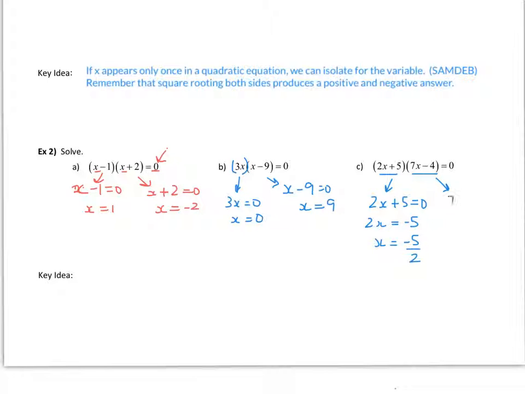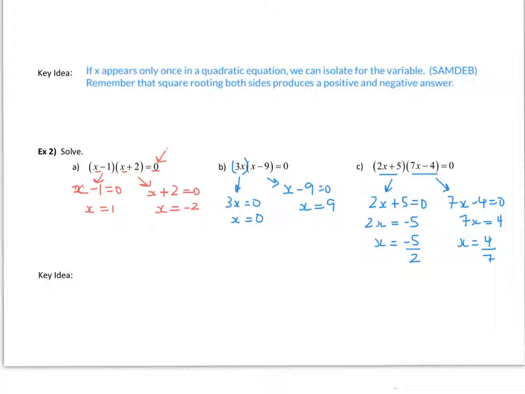This other part to this, we've got 7x minus 4. That factor could equal 0. 7x equals positive 4 when you add 4 to both sides. Divide both sides by 7. You're going to get x equals 4 over 7. So that one has two answers, the negative 5 halves and the 4 sevenths.